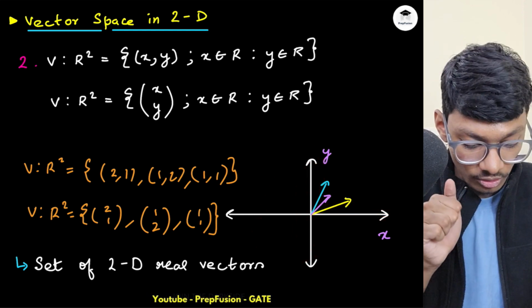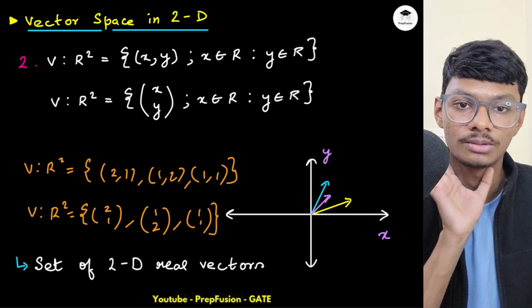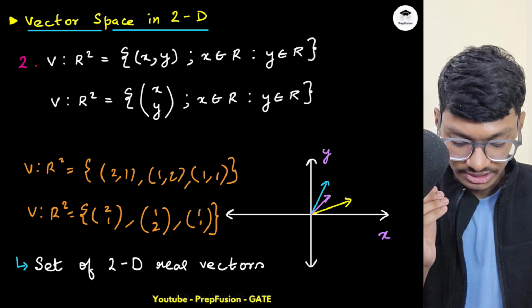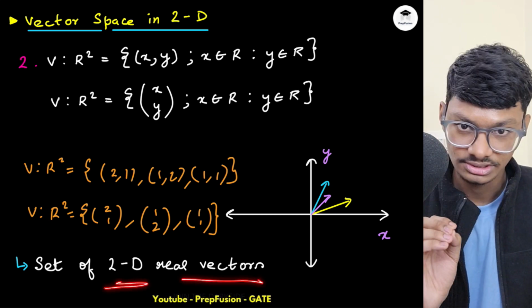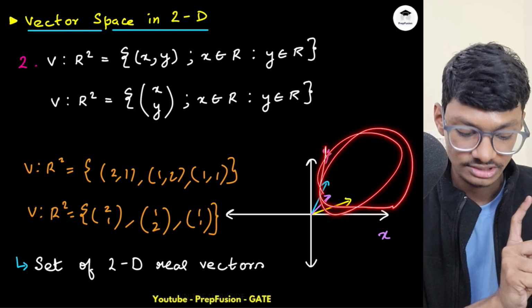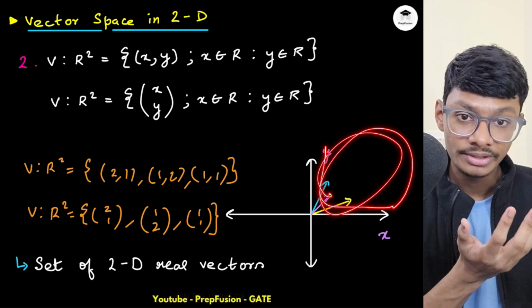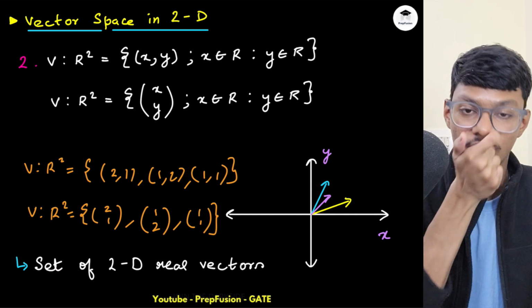Okay, I want only the first quadrant. In the first quadrant, what are the conditions for x and y? X and y both are positive in the first quadrant. So I will say, please give me a vector space of 2D real vectors whose x and y components are all positive. That will be a subspace of the vector space in 2D.